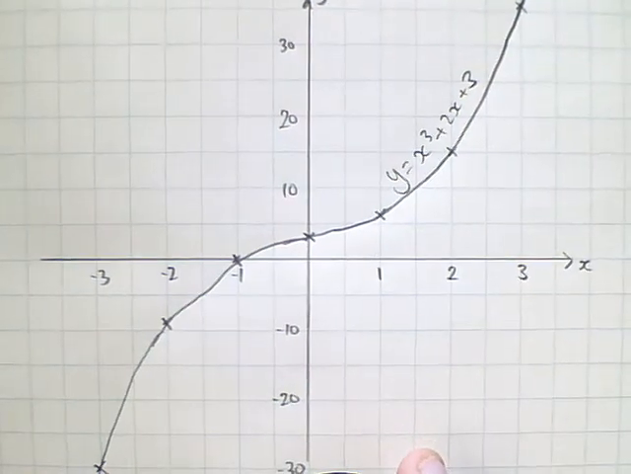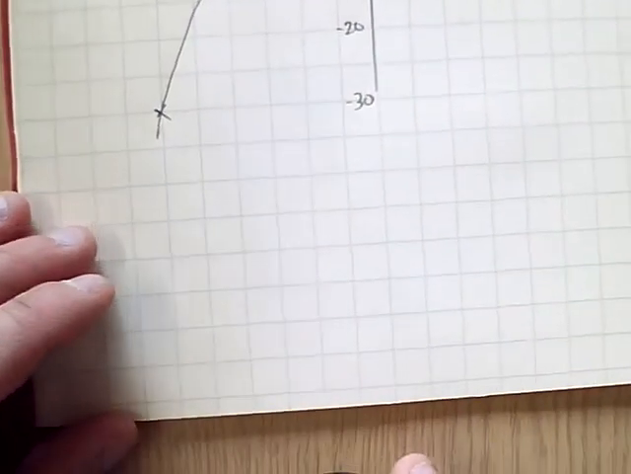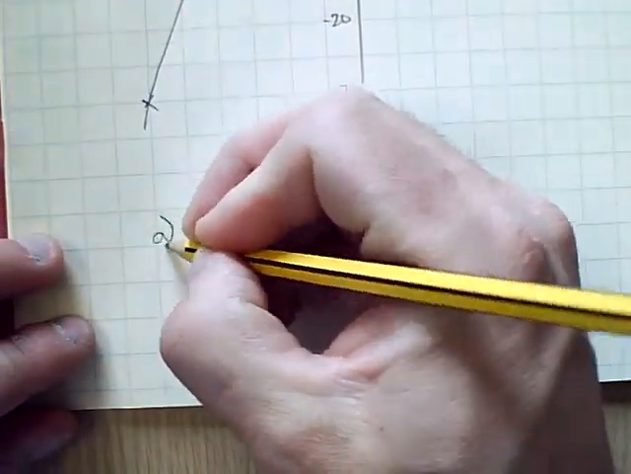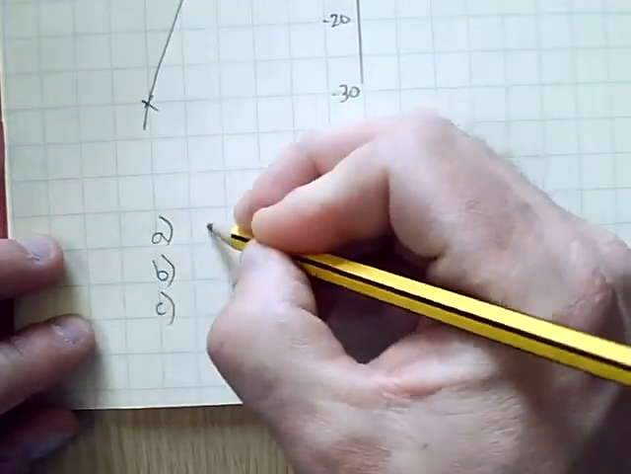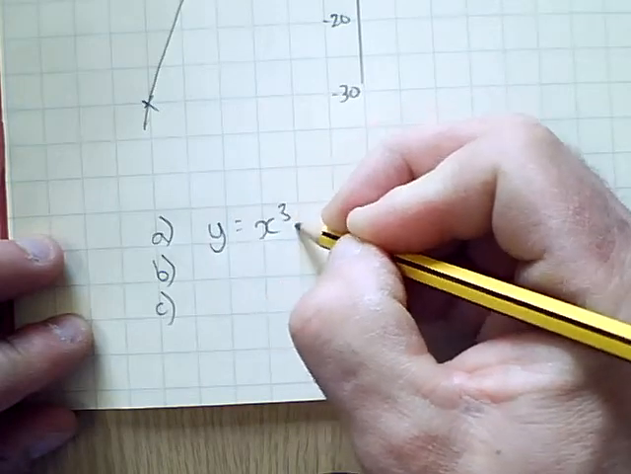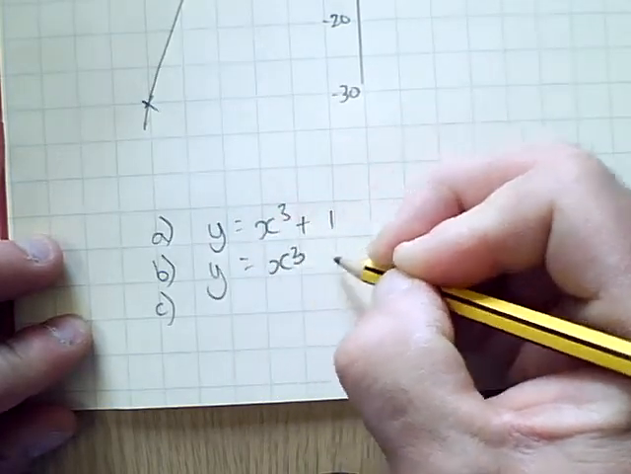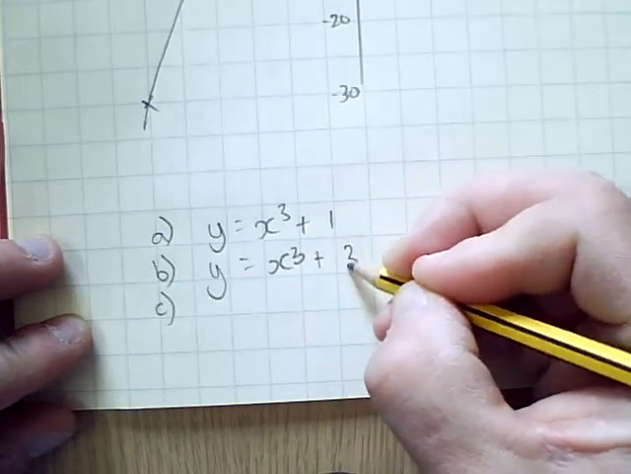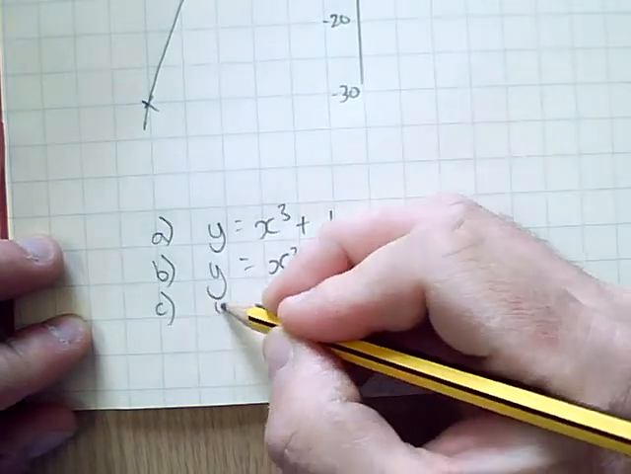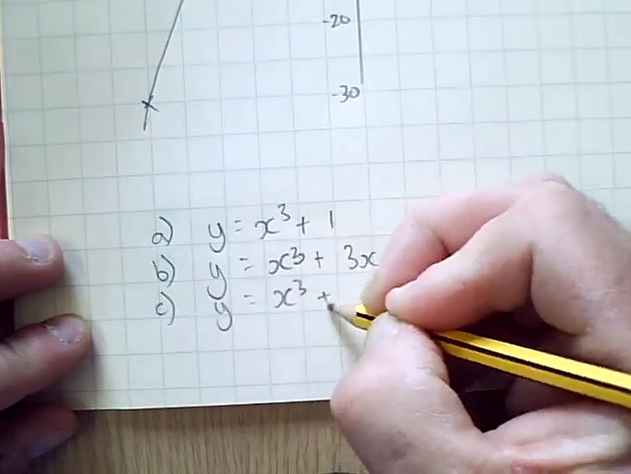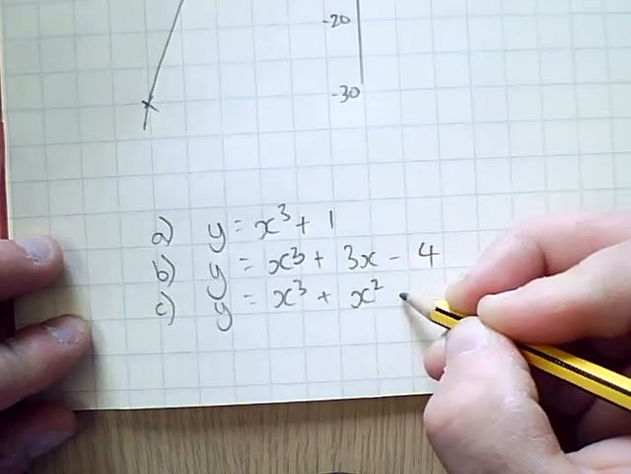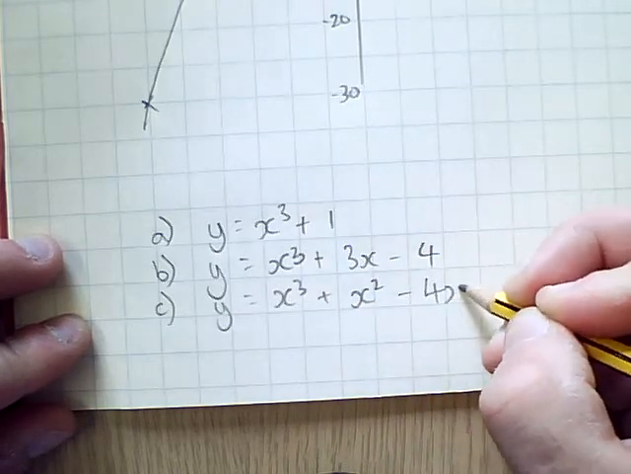Questions I would like you to do today are at the bottom now. Please upload your pictures once you're done. So 3 questions. Y equals x cubed plus 1. Y equals x cubed plus 3x minus 4. And y equals x cubed plus x squared minus 4x plus 2.